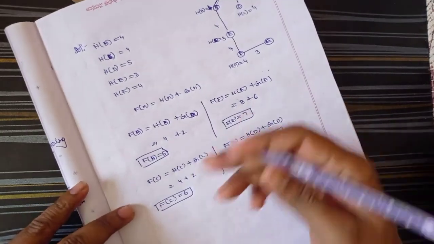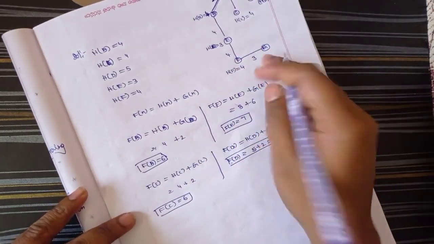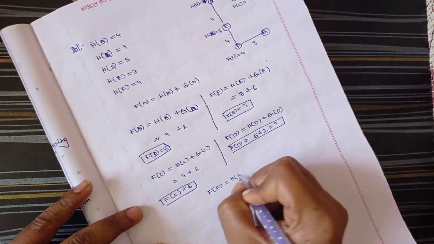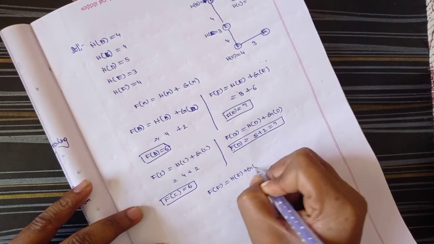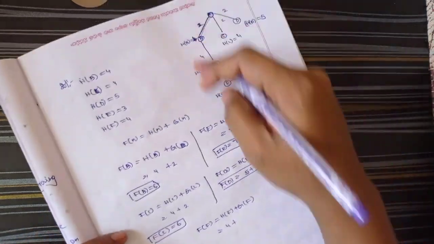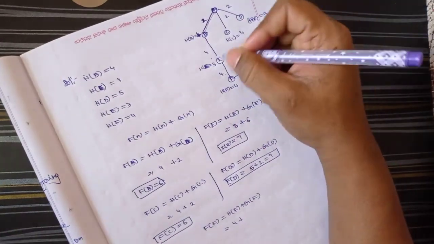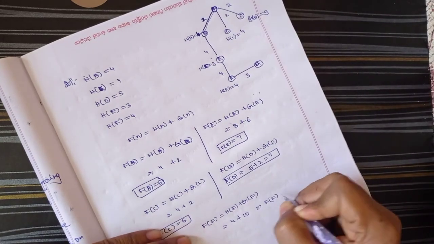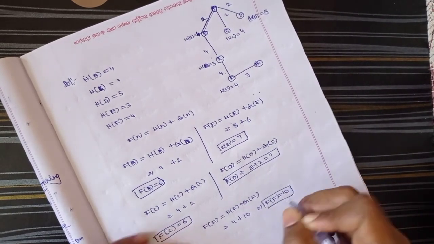So what are the remaining ones left with us? We have to calculate for F. F of F is equal to h of F plus g of F. H of F is given as 4, plus the path cost: 2 plus 4 plus 4, that is 4 plus 4 is 8, and 10. So f of F we got as 10. This is how we represent it.